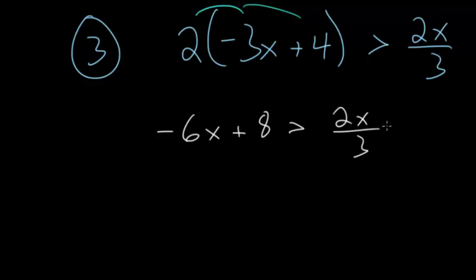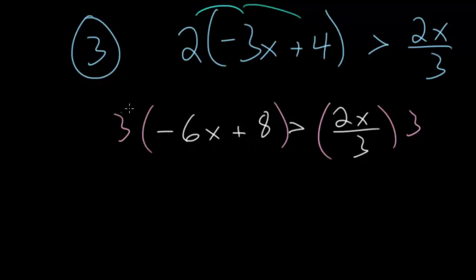Now, to cancel out this division by 3, we want to multiply both sides of the equation by 3. So we can do that. And just keep in mind that if you're going to multiply each side of the equation by some number, you have to multiply every term on either side of the equation or inequality by whatever that number is.